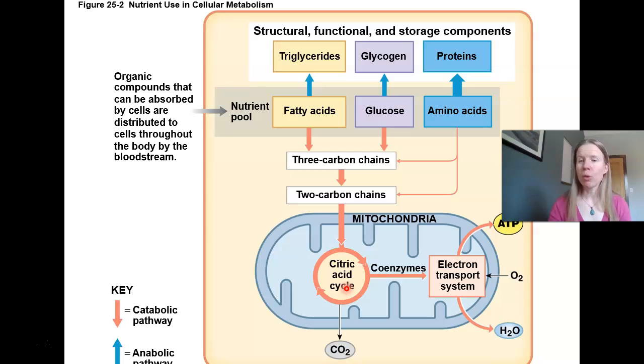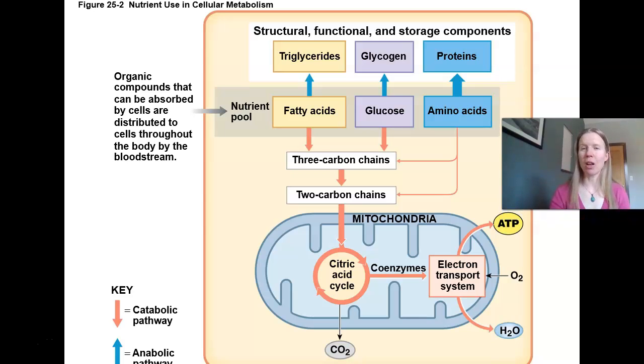Okay, so what we're going to focus on as we look at cellular respiration is we're really going to follow glucose. But what I do want to point out is that we can use other fuel sources. So I really like this. Think of our nutrient pool, all the foods that we ate and broke down. Fatty acids could be stored as triglycerides. Glucose can be stored as glycogen. Amino acids can be built into proteins.